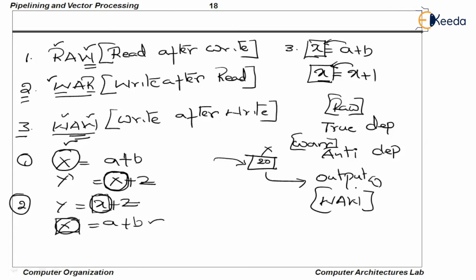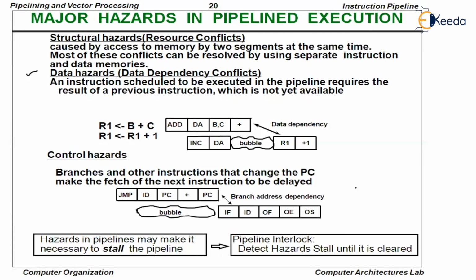Okay. Now, let us understand the third hazard, which is called a control hazard. What is a control hazard? Let us stay focused and understand.